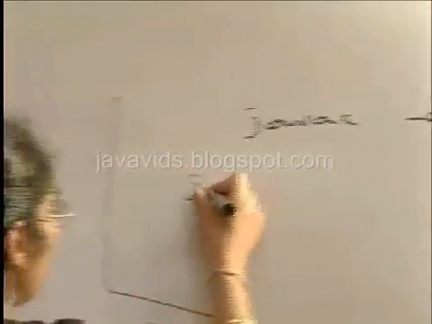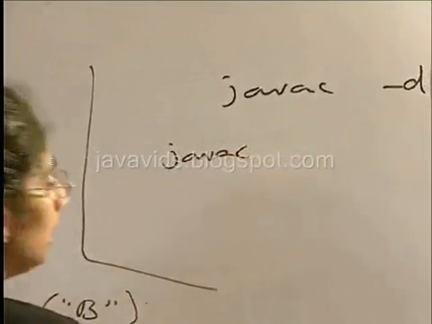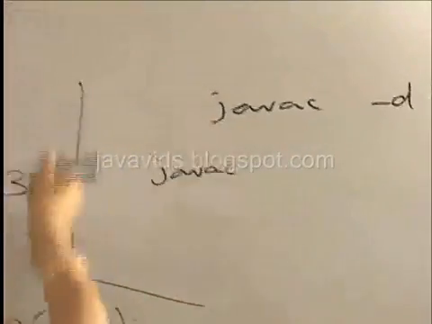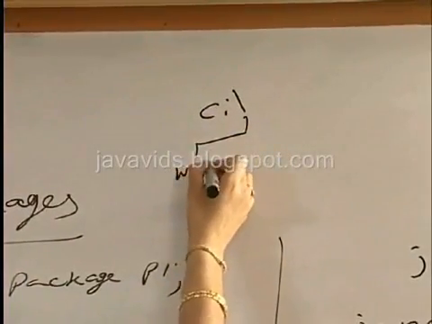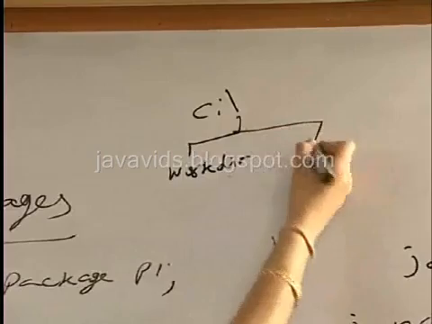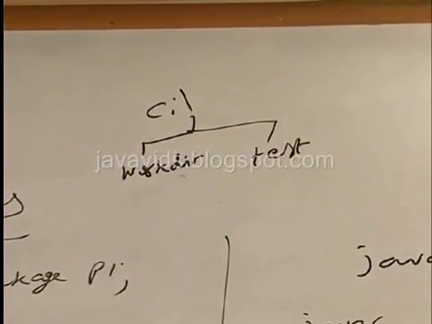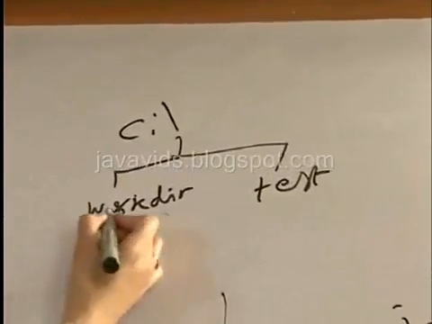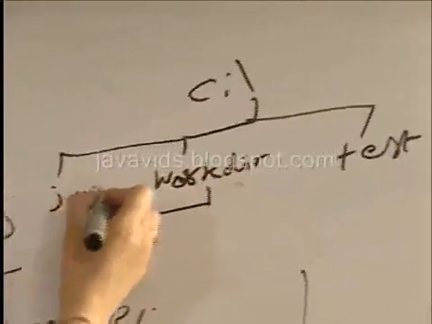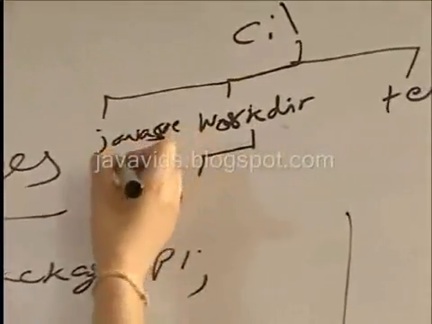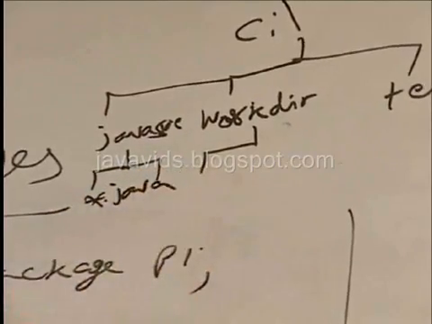That is, in order to compile class A, let us first assume the structure, how we want to place all the contents. Let's assume we have C drive root, under which we have work directory, and let's say we have a test directory. Under work directory, we also have, let's say, a Java source directory. Under Java source directory we have all the Java files that we have written.